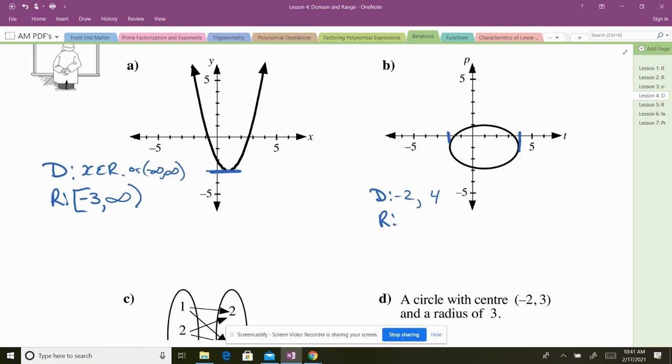Can you be -2? Is there an open circle at -2? Is there an open circle at 4? No. So if there's no open circles, what type of bracket do we use? Square. If it was an open circle, it would look like this, and it would have an open circle like that in it, okay? But it doesn't.